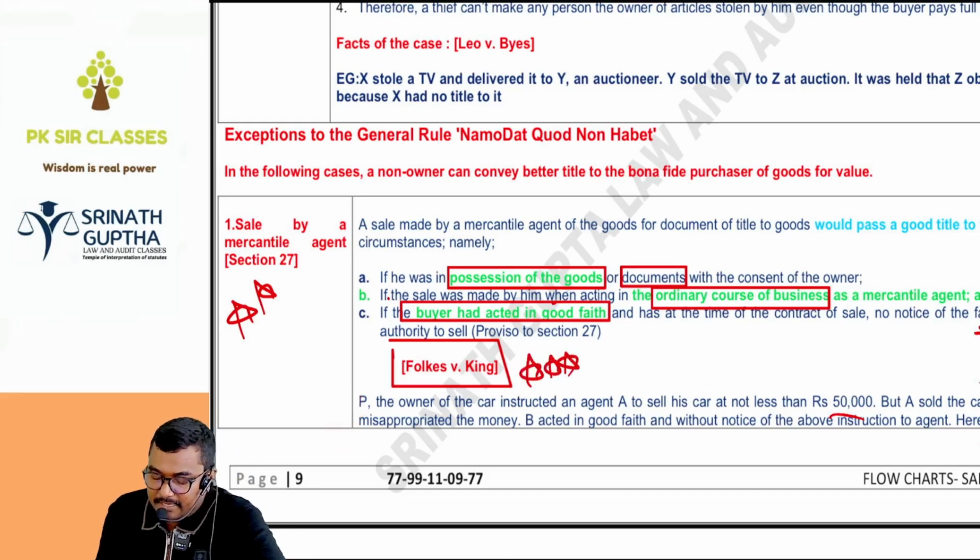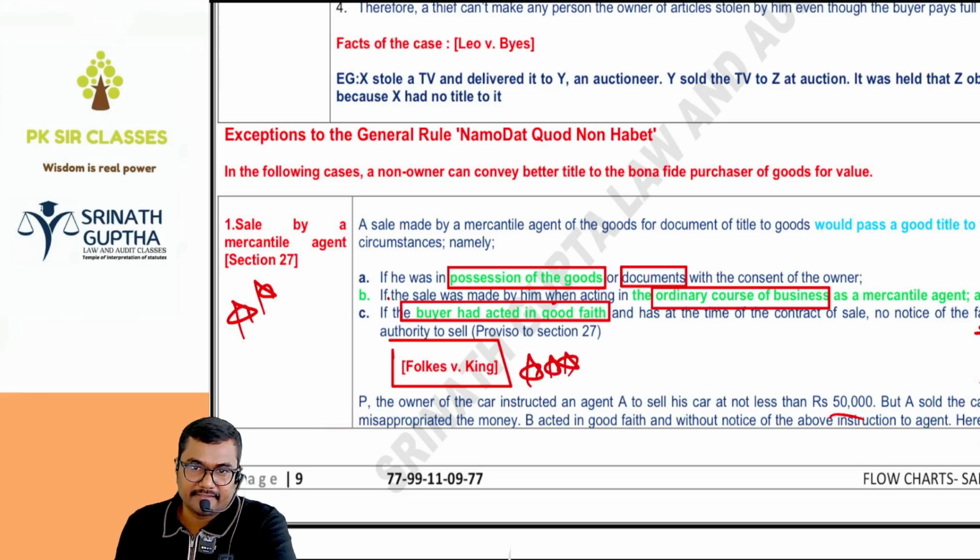First one, sale by mercantile agent. Here, even if the seller does not have the ownership, the buyer will get the ownership. Look at the screen. It's being recorded. You become famous.